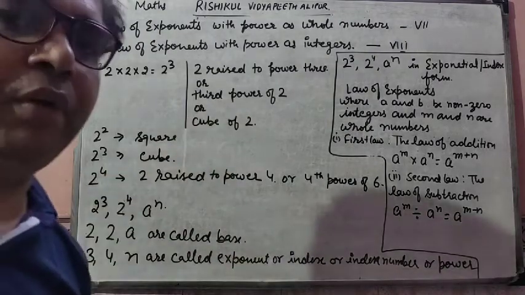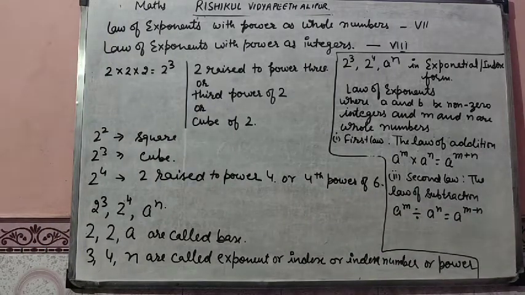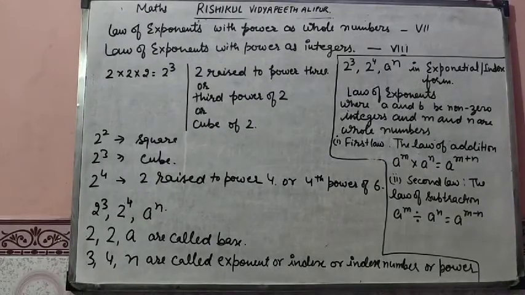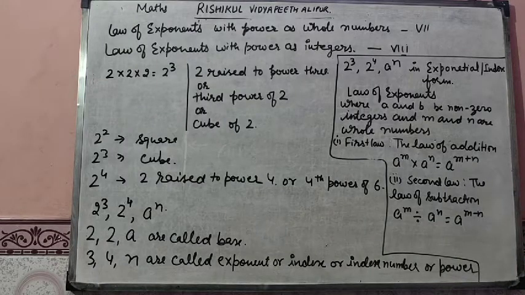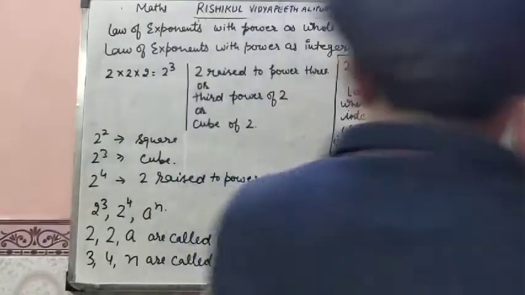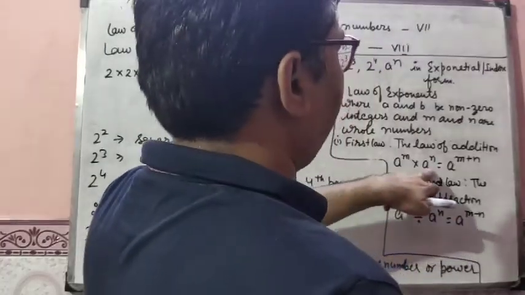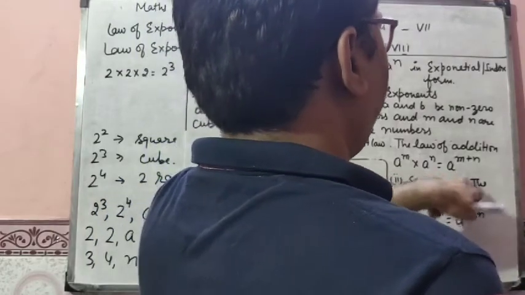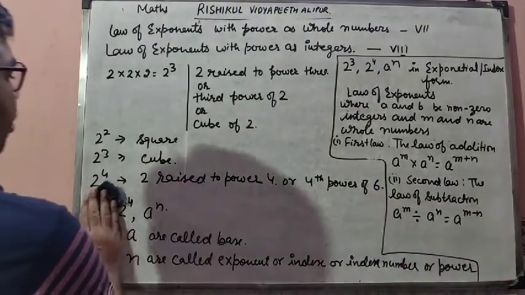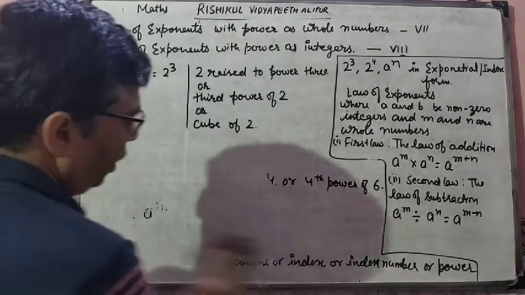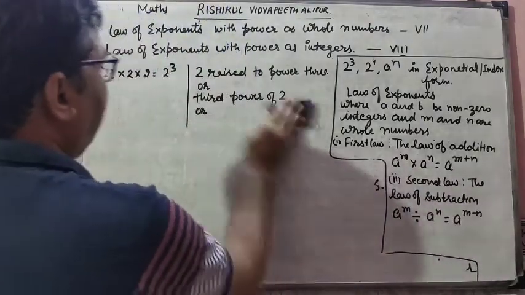Now in class 7th we have learned about the laws of exponents: first law, second law, third law, fourth law, and fifth law. The first is called the law of addition, where the bases are the same and there is a multiplication sign, then the powers are added. In the case of division, the powers are subtracted.